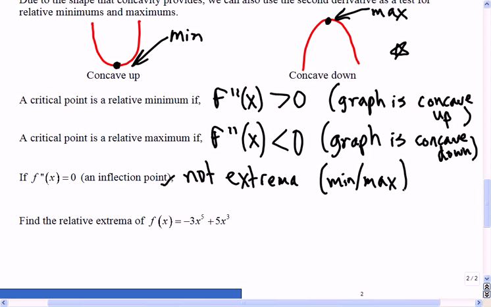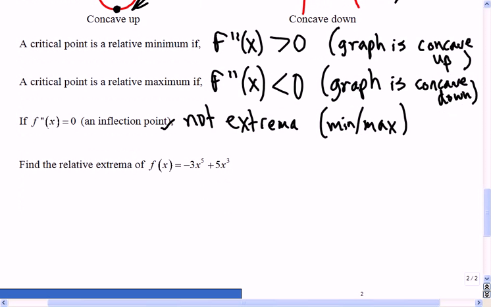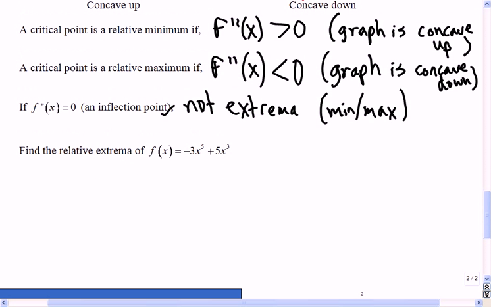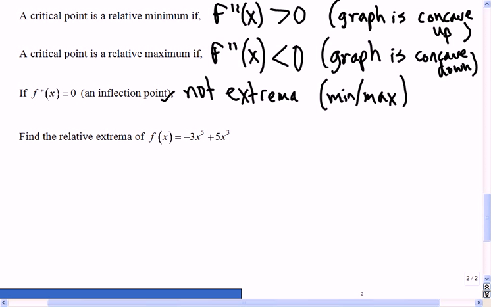Okay, so let's try it here with this polynomial just to see what I'm talking about, how we can use this. If we're talking about extrema, that means we need to use the first derivative to find critical points. So let's find those critical points.